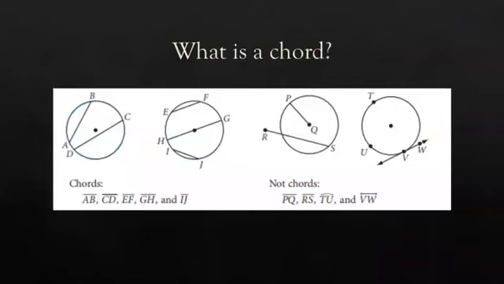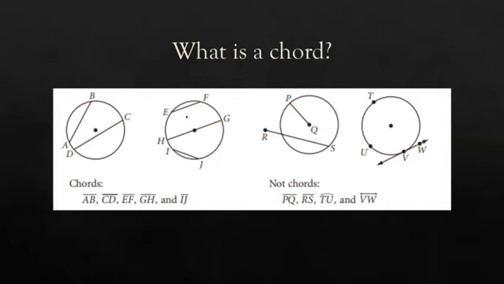What is a chord? Now we're going to have to come up with our own good definitions for these terms. What do we see over here in these pictures of good chords and these that are not chords? AB is a chord, DC, EF, GH, and IJ. But RS is not, and PQ is not. TU, this arc, is not, and VW is not. What definition can we give for a chord?